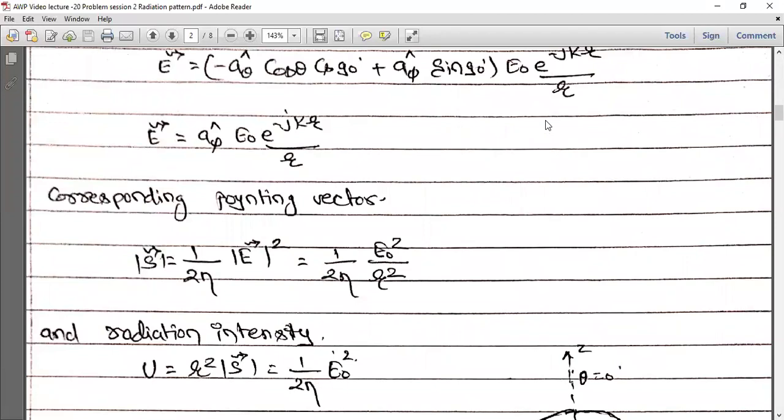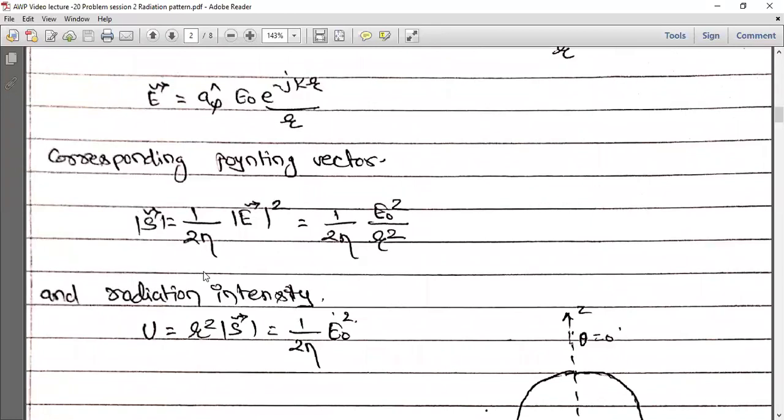Using the same methodology, the Poynting vector is given by S equals 1 upon 2 eta times the magnitude of the electric field intensity phasor squared. Substituting the phasor, the magnitude is just E0 upon r, because the magnitude of e to the power minus j kr is 1. So we have E0 upon r whole square into 1 upon 2 eta, and you can see there is no dependency of the Poynting vector on theta. It does have dependency on r square, so we remove that by converting it to radiation intensity. Radiation intensity U is given by r square mod of S, which equals 1 upon 2 eta E0 square.